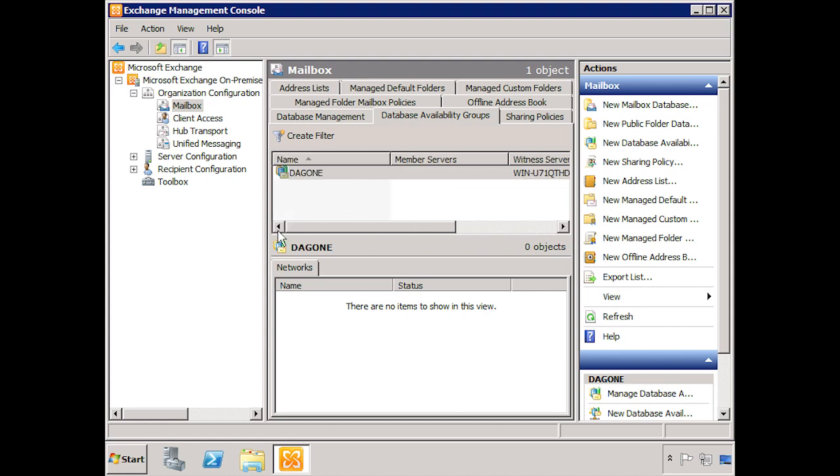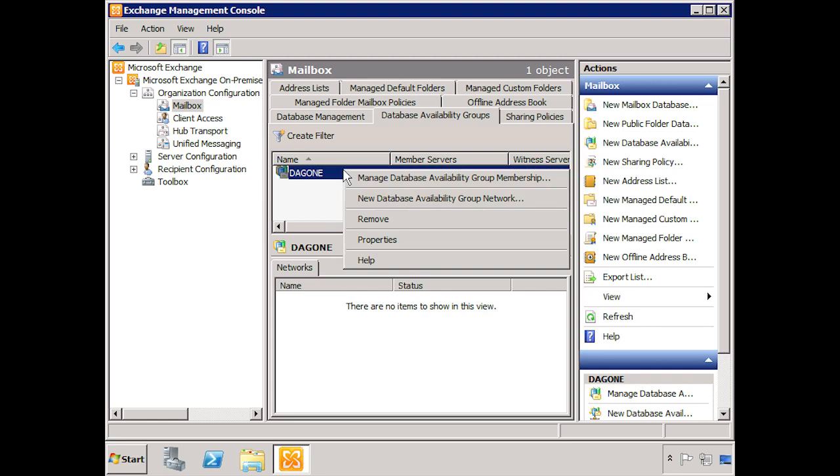So all of that was done for us. However, obviously you can click those checkboxes and do it yourself, and that may especially be helpful in situations where you have more than one hub transport server that can be chosen. So you may have a specific one in mind for your witness server. Well, the next step is to add our other two servers as member servers.